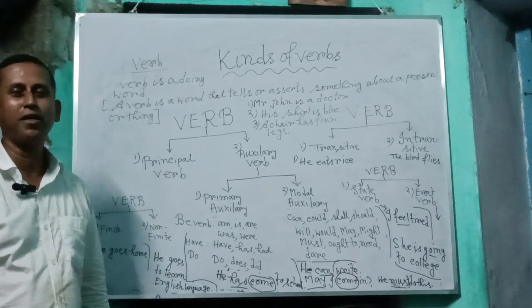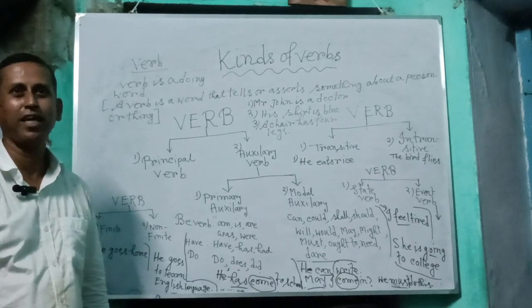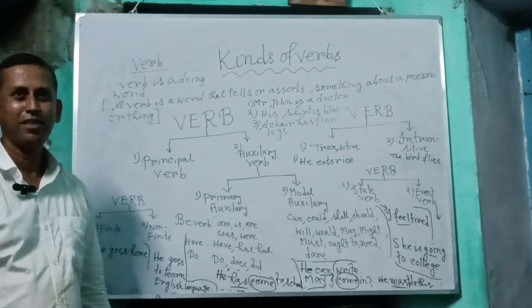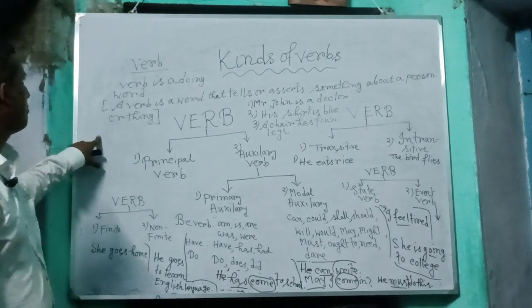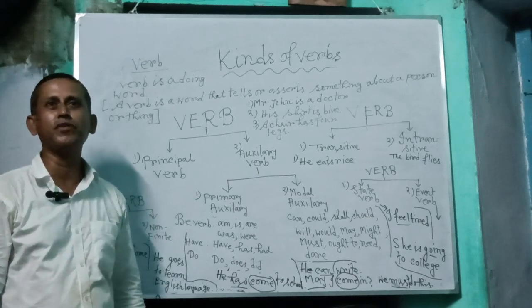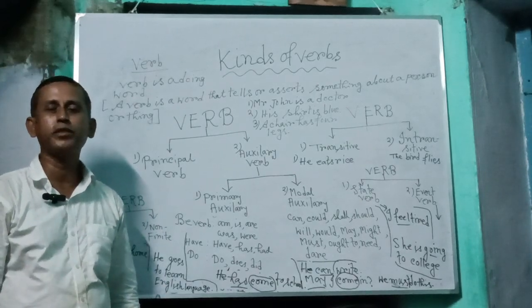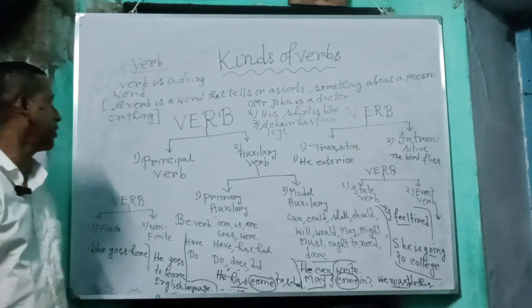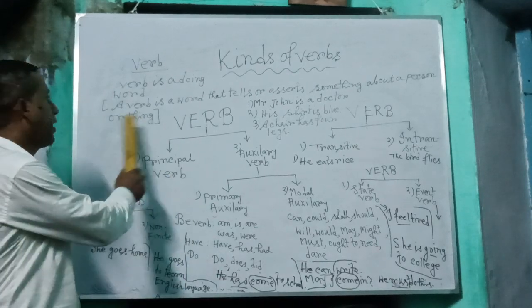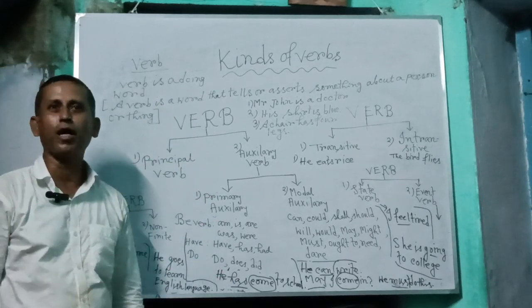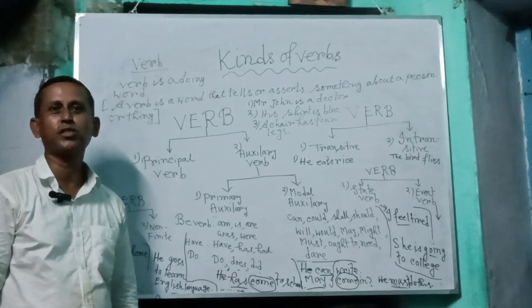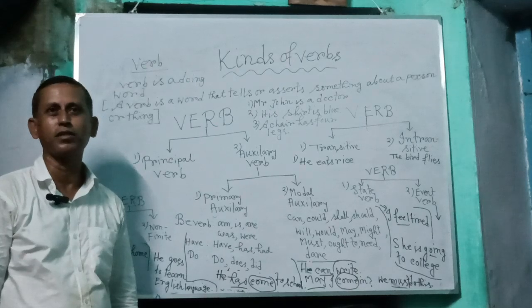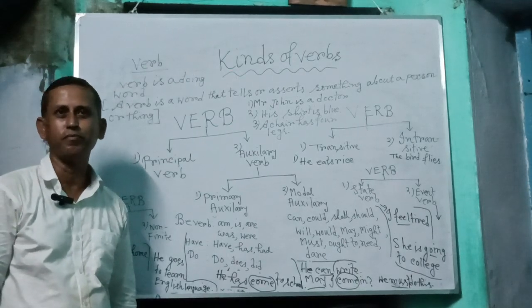In English grammar, the verb is like salt in the curry; without it, the situation is incomplete. We know the definition of verb: a verb is the doing word. According to Wren and Martin, a verb is a word that tells or asserts something about some person or thing. So that is called the verb.